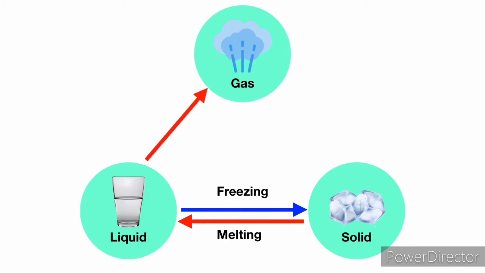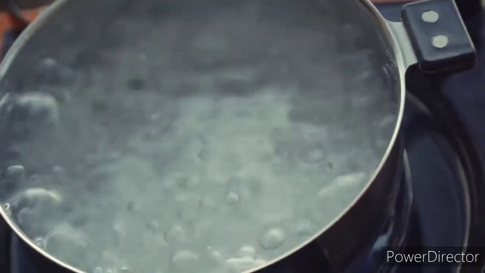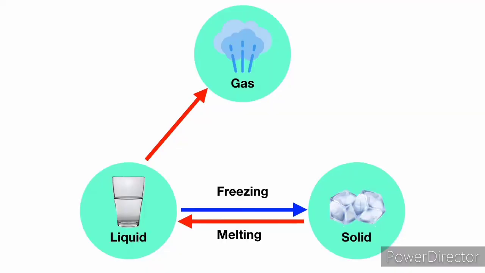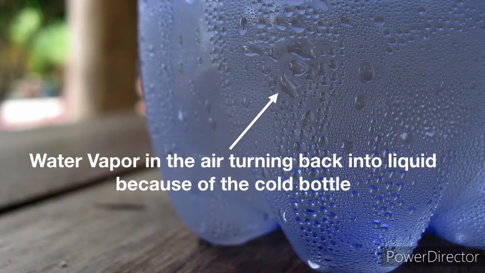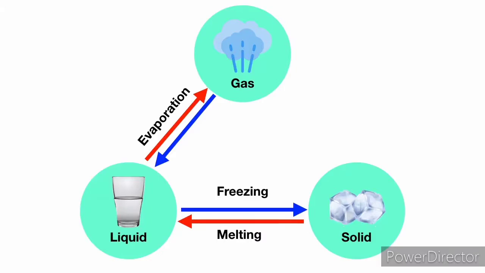If a liquid turns into a gas, like when you boil a pot of water, we say that the liquid is evaporating. This is an example of evaporation. There are also times when a gas will turn back into a liquid. If you've ever had a bottle of cold water, you see these little droplets of water form on the outside. This is happening because water vapor, or gas in the air, is turning back into a liquid because of the cold water inside of the bottle. We call this process when a gas turns back into a liquid condensation.